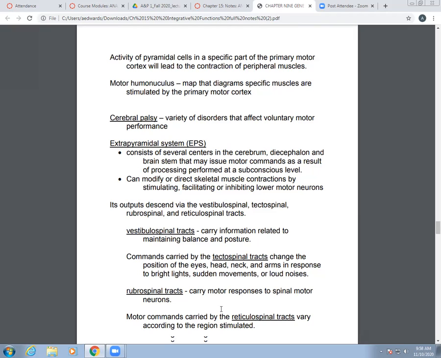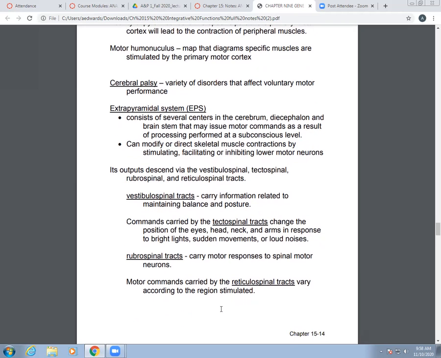A medical condition related to the motor pathways is cerebral palsy. It's a combination of different disorders that affect your voluntary motor performance. Sometimes you'll see this associated with the face, and not being able to move parts of your body or parts of the face.